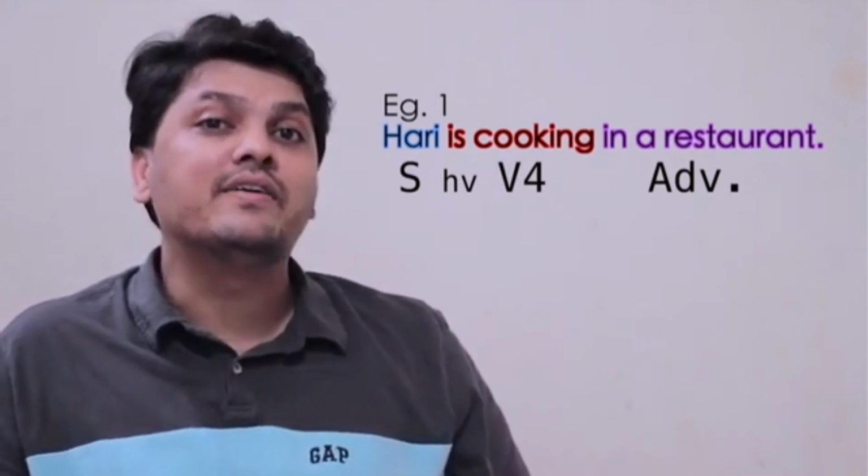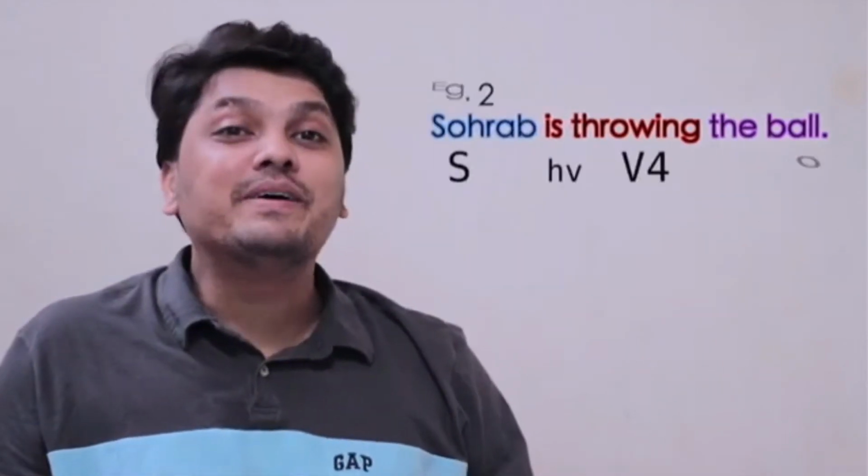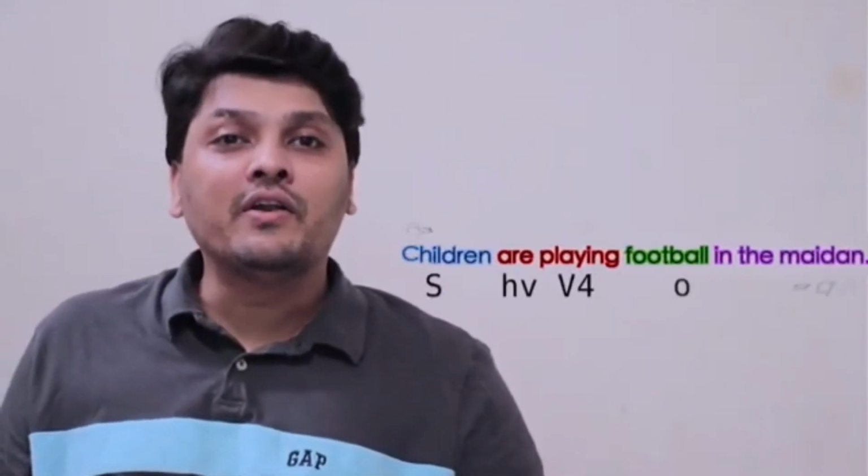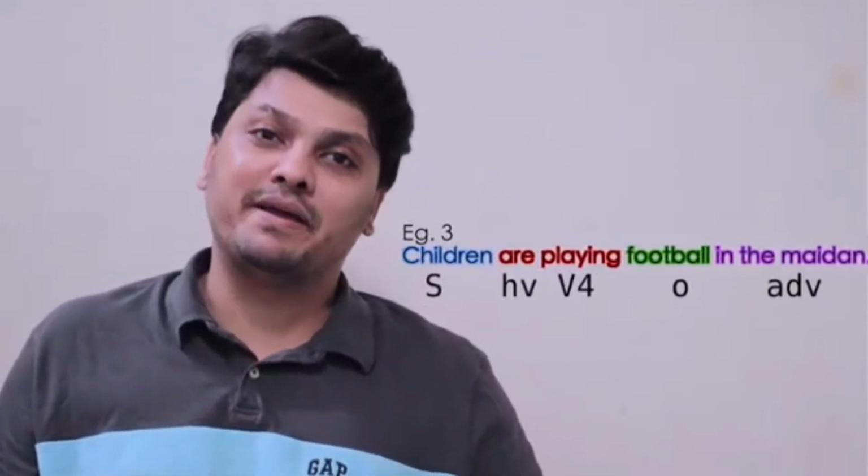Now, we'll solve the examples. And we'll use the examples which we have used in simple present tense. Hari cooks in a restaurant, I have used in simple present tense. So here it will become Hari is cooking in a restaurant. Saurabh throws the ball. In present continuous, it will become Saurabh is throwing the ball. There in simple present, I used children play football in the Maidan. Here it will be children are playing football in the Maidan.